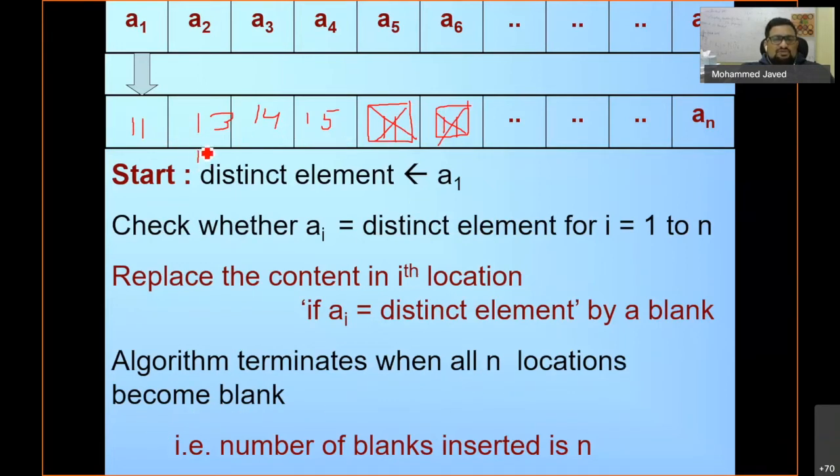Now in the next case, what will happen? The pointer will get incremented, and 13 will be the second distinct element. This will also become blank, and this will also become blank. Here there is a counter which stores the distinct elements, so it is remembered that 11 and 13 are the distinct elements. Similarly 14, similarly 15. The algorithm will terminate when the number of blanks inserted is equal to n.